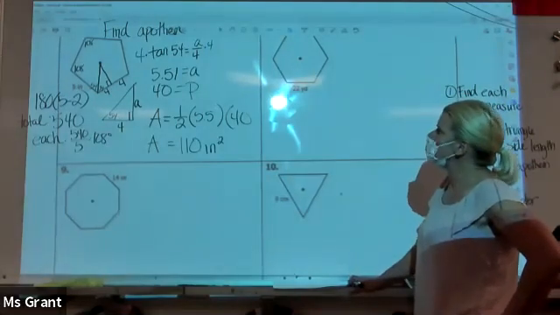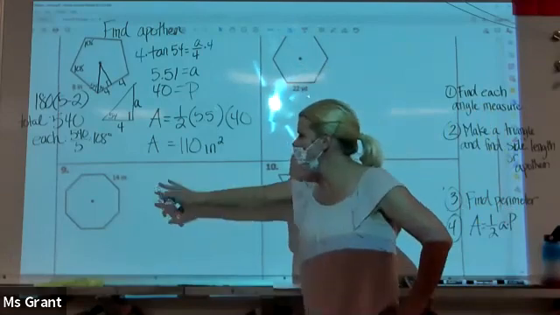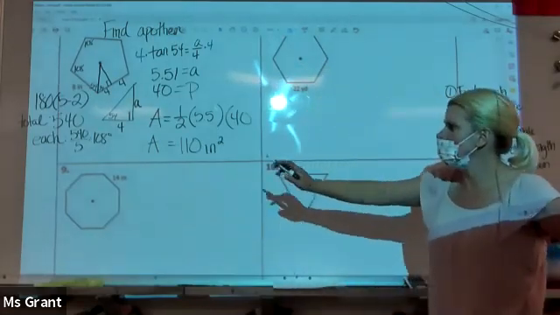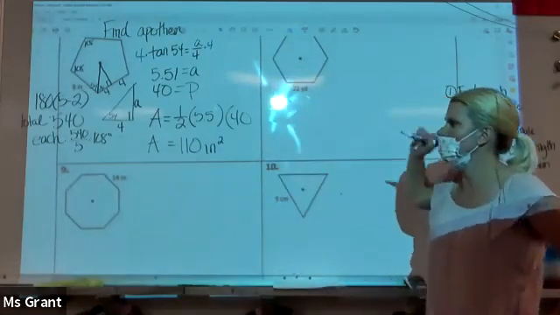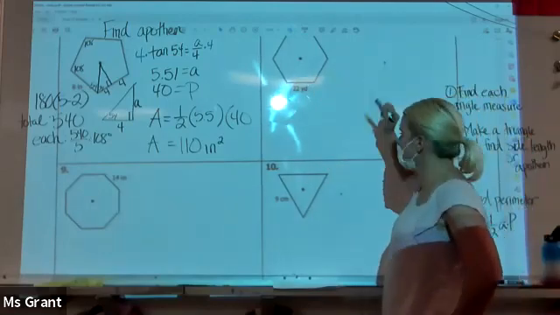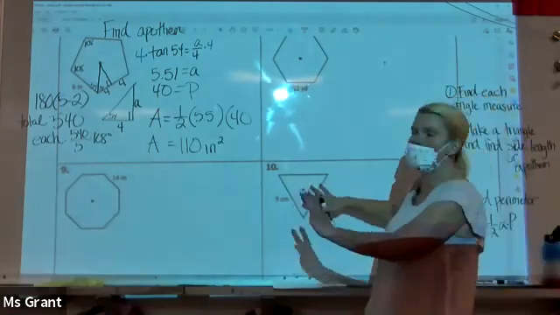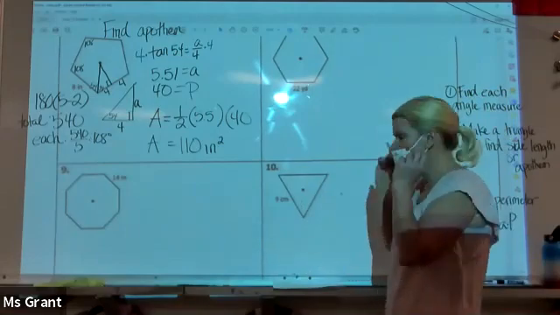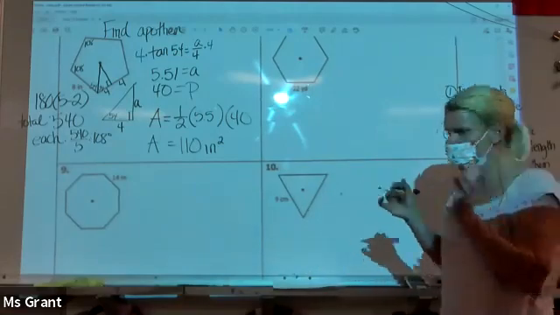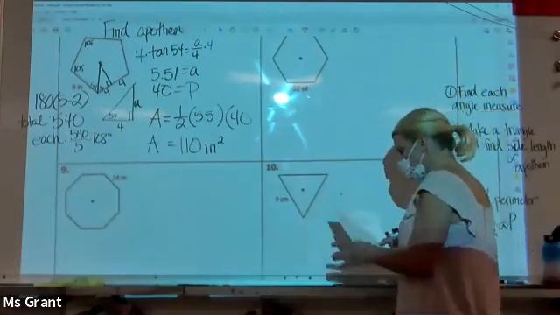Okay, let's do 10 because that's hexagon, octagon, 1, 2, 3. Oh, 1, 2, 3, 4. Yeah, octagon, hexagon, triangle. We haven't done triangle yet. We're stopping. This is our last one. This is a lot of work for every problem, right? My triangle.